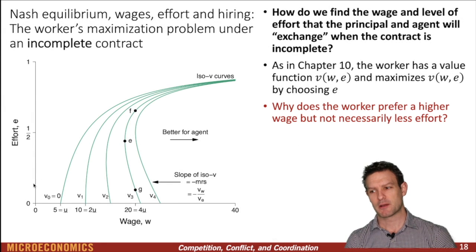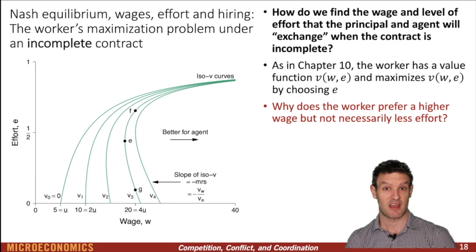And when we think about this, why does the worker prefer a higher wage but not necessarily less effort? So the wage, what do we think there? The wage is always a good, a bad. Which one? For effort, is effort a good, a bad, either, both? How does it work? So think about that for yourself for a second, pause the video and try and remember how this works.